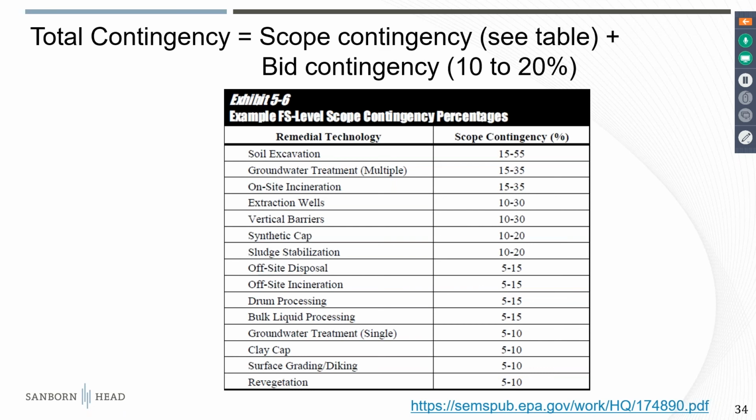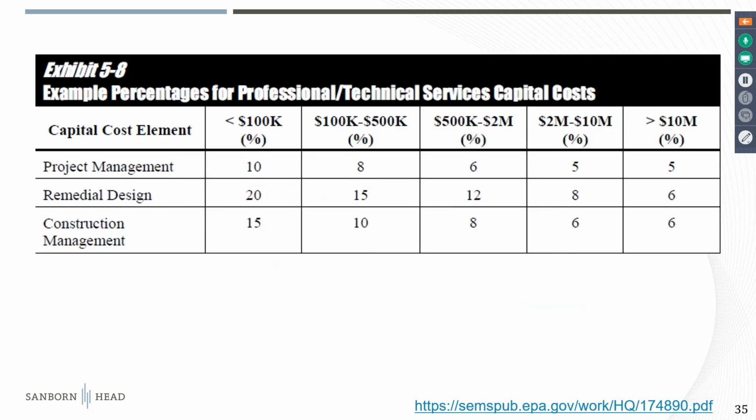Other alternatives that are more straightforward, like a capping alternative, with well-defined limits, your contingency might be much smaller. And then for your professional and technical services, there's a sliding scale suggested depending on what your overall capital cost is. The percentages to apply for the different types of professional and technical services are shown here in this table. Again, these are suggestions. You don't have to use this, but if you're going to use something, just make sure it's consistent and you have a nice reference to provide the basis for your estimate.